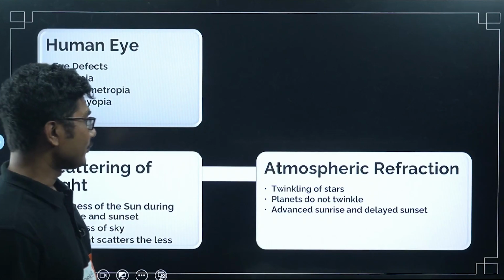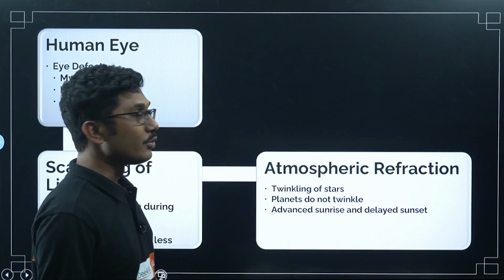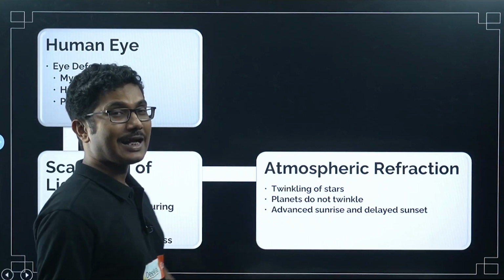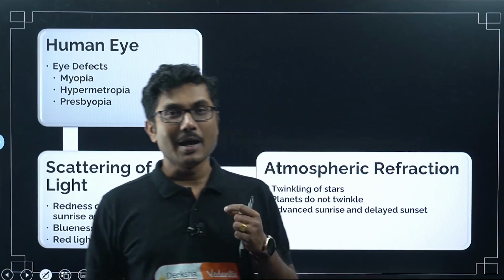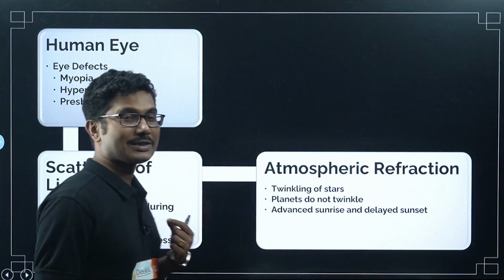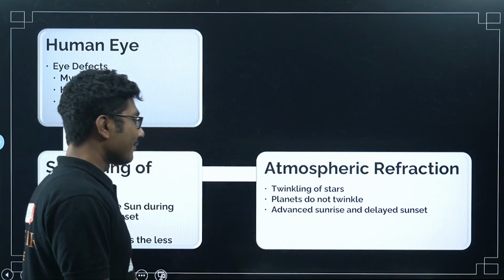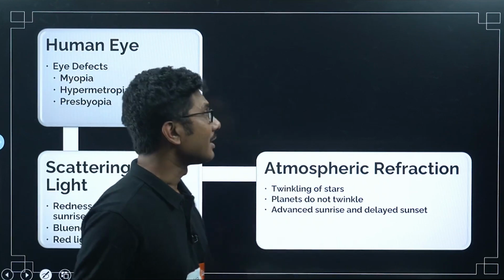Now atmospheric refraction is also there. In atmospheric refraction we see twinkling of stars, and planets do not twinkle. So in the night sky, if you see something twinkling, that is definitely a star. But something which appears to be a star but is not twinkling is actually a planet. Now advanced sunrise and delayed sunsets are also because of atmospheric refraction.